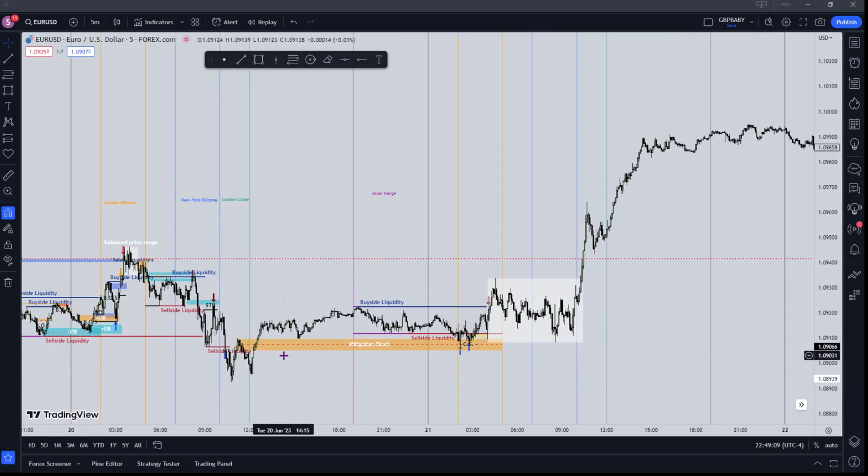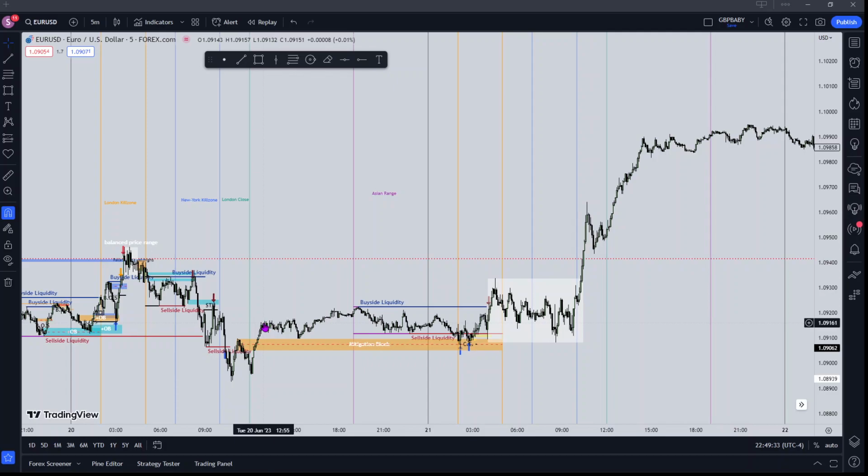All we're doing is looking at entries on the week commencing, was it the 20th? Week commencing the 12th of June. We're just looking at that price. Oh no, sorry. Week commencing the 19th of June. We're just looking at that price action.